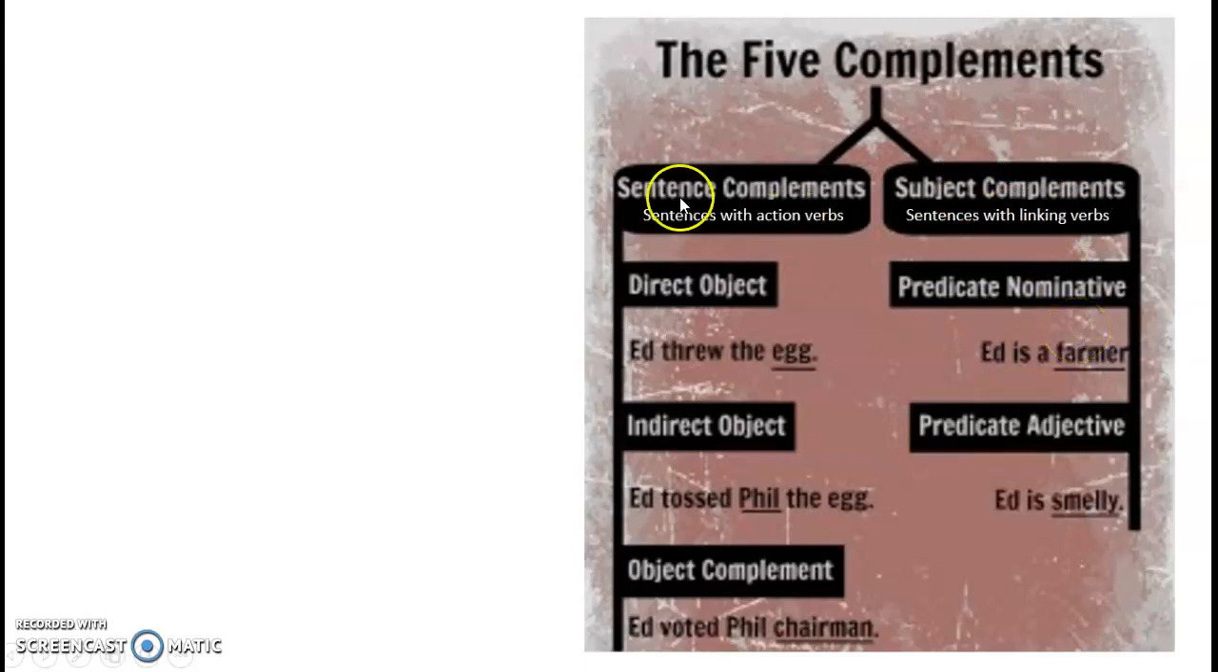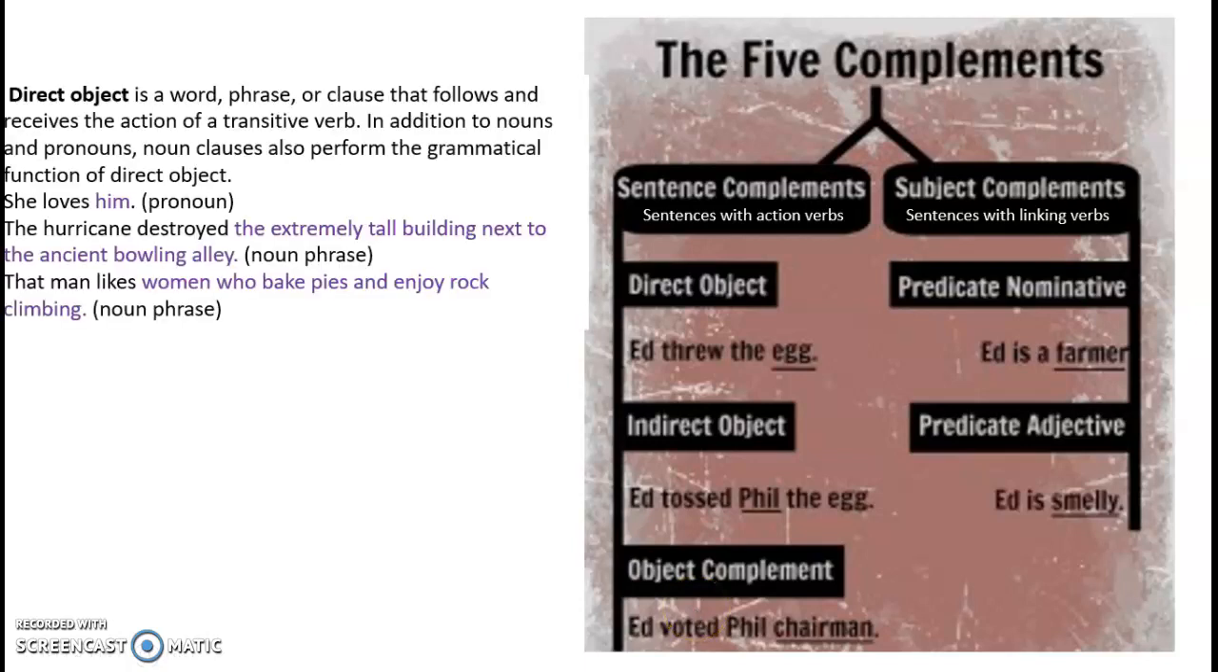Pay attention to this. The sentence complements related to action verbs are direct objects, indirect objects, and object complements. So let's start with this category first. A direct object is a word, phrase, or clause that follows or receives the action of transitive verbs or action verbs. Only transitive verbs have direct objects. So you first have to analyze whether a verb is transitive or intransitive. If it's intransitive, it doesn't have a direct object.